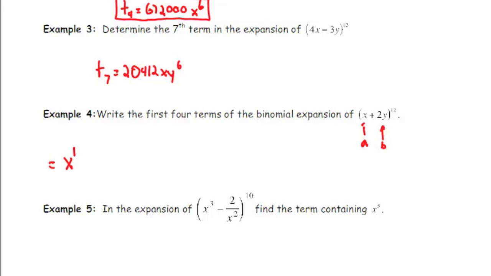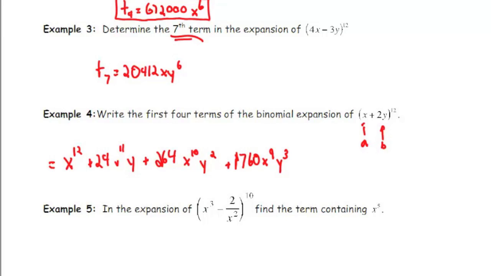Example 4 now just goes back to using the binomial theorem correctly, where again this is equal to a and this is equal to b, and you simply just need to calculate the first 4 terms using the binomial theorem. So in our case we would end up with x to the power of 12 plus 24 x to the 11 y plus 264 x to the 10 y squared plus 1760 x to the 9, y to the power 3.